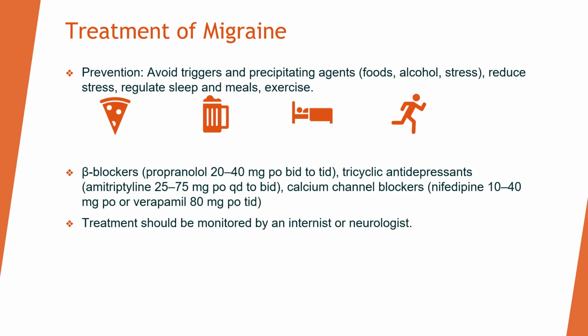Preventing episodes of migraines would be avoiding triggers and precipitating agents like foods, stress, and alcohol. Reduce the stress in general, regulate the sleep cycle as well as the meal schedules, and exercise regularly. Beta blockers, TCAs or tricyclic antidepressants, and calcium channel blockers may also play a role in preventing migraine. Treatment should be monitored by an internist or neurologist.